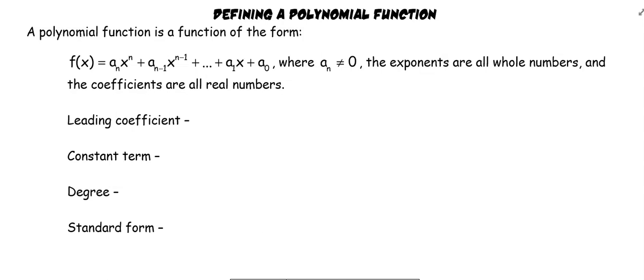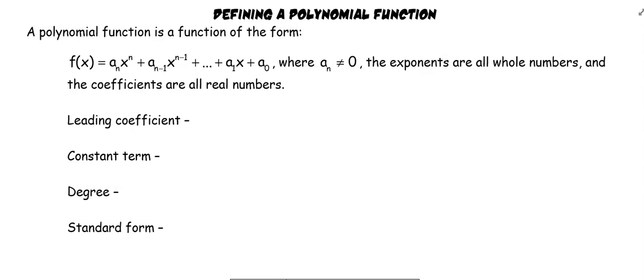Now that could be really intimidating, but it's not as bad as it really looks. Our requirement is that a sub n cannot be equal to 0. A sub n right here, that's the coefficient. And we just can't have that coefficient being equal to 0, because if the coefficient's equal to 0, then that x term isn't going to exist there. And n is going to be your first term.